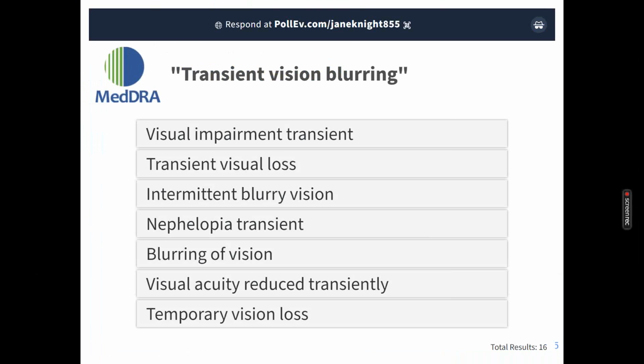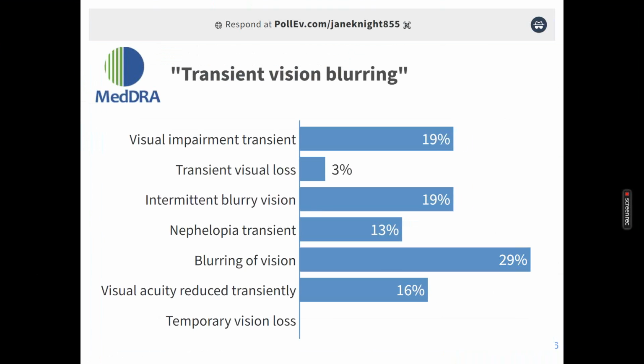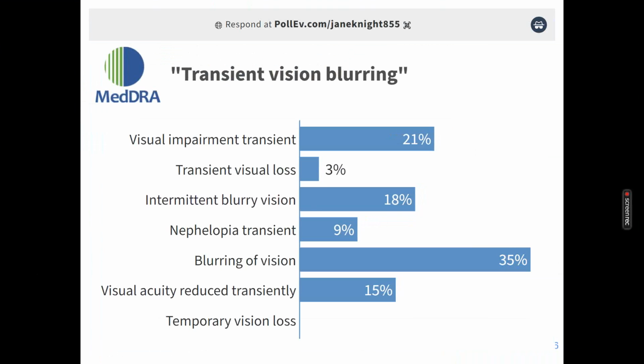Is it nephrolopia transient? Blurring of vision, visual acuity reduced transiently. So again, transient with the visual problem, or temporary vision loss. So any thoughts on that one? See how your votes are so far. Blurring of vision seems to be the most popular, capturing the exact wording in the verbatim term.